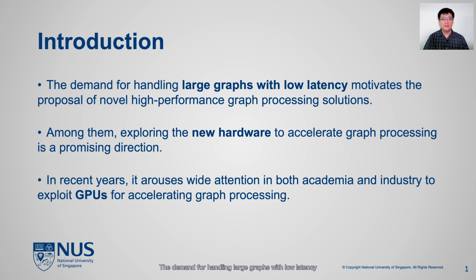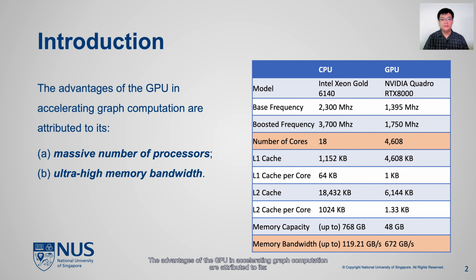The demand for handling large graphs with low latency motivates the proposal of novel high-performance graph processing solutions, among which exploring the new hardware to accelerate graph processing is a promising direction. In recent years, it has aroused wide attention in both academia and industry to explore GPUs for accelerating graph processing. The advantages of GPUs in accelerating graph computation are attributed to their massive number of cores and ultra-high memory bandwidth.